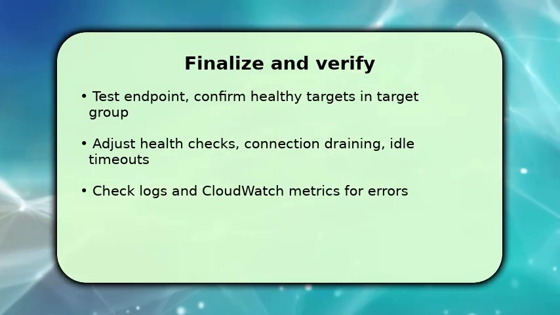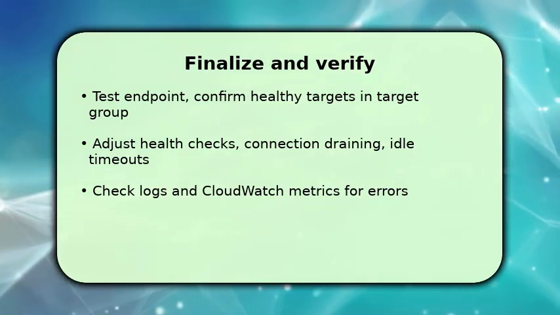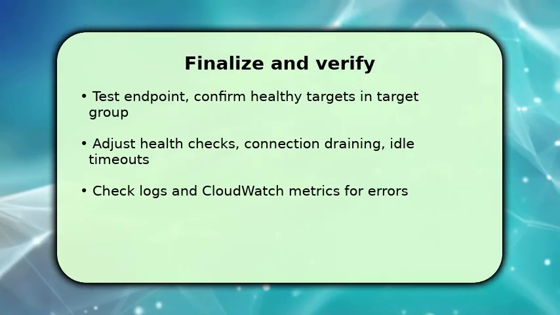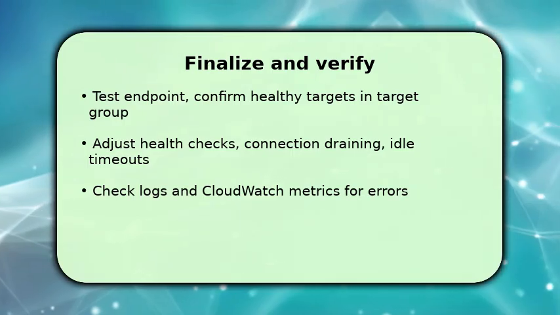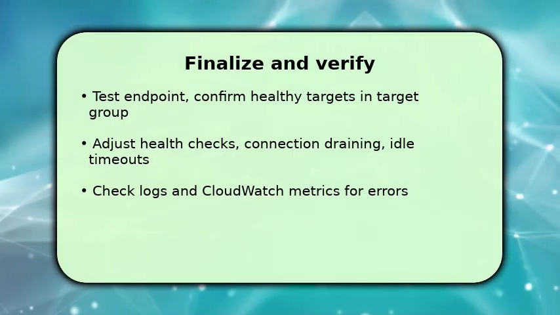If problems persist, enable access logs and CloudWatch metrics to find 4xx/5xx spikes. These logs quickly reveal misconfigurations or SSL issues.